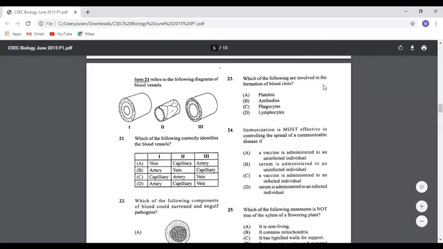23. Which of the following are involved in the formation of blood clots? That's self-explanatory. That's the platelets.